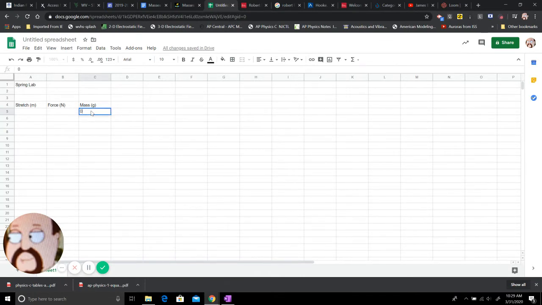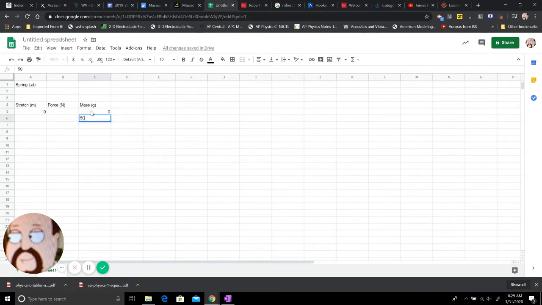And actually, we know that when we have 0 hanging on it, we know that the stretch is 0. And so we do know that value, so we can put it in as a data point. Can't always put 0, 0 in, but for this one, I know that when I have 0 mass hanging, the stretch is 0. And so that force of the spring is going to end up also being 0.